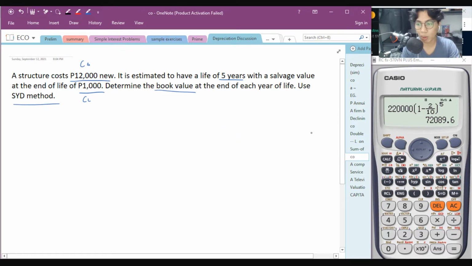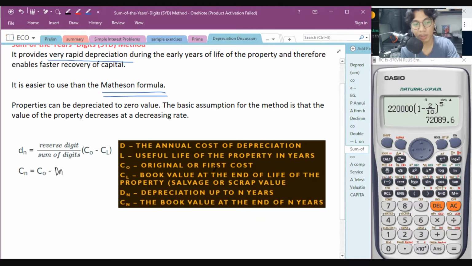Paano ko po ba makukuha dito, sa sum of the years digit, yung DN? Yun ang problema ko dito. Actually, cumulative lang yan. Additive lang. So, DN is equal to depreciation at 1, depreciation at 2, depreciation at 3, plus depreciation at n years. Cumulative lang po siya.